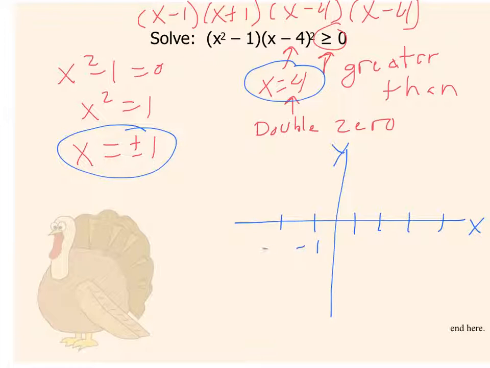Next piece here is just to mark a little scale on my graph. And now I want to think about a sketch with first marking my x-intercepts. I've got one here at 4. Remember, that's the double zero. I've got one here at x equals 1. And I've got one at -1.